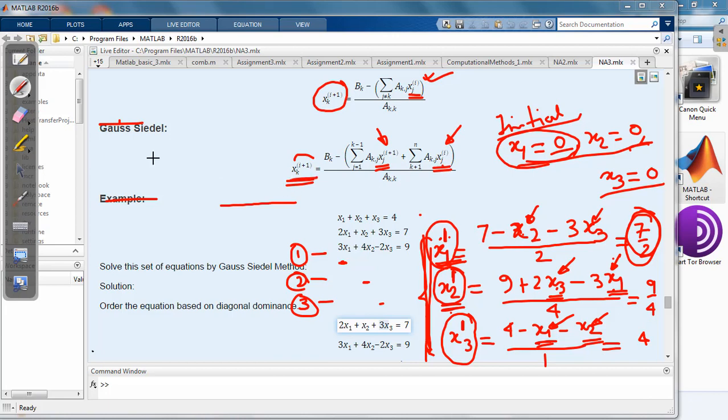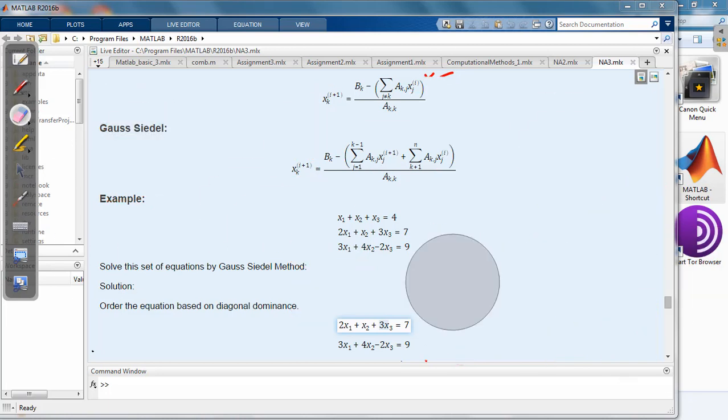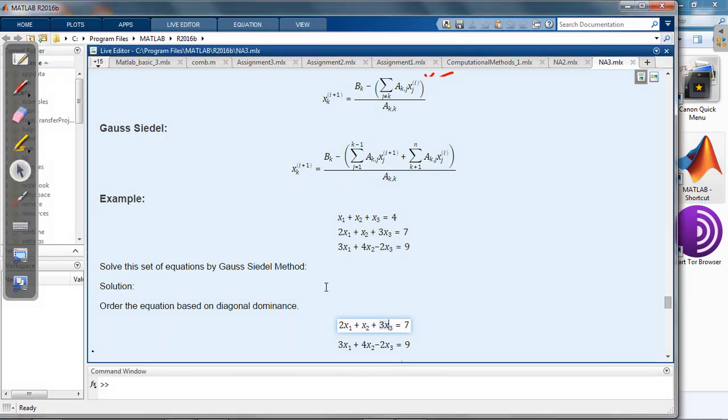So in this way the Gauss-Seidel method will converge very fast. The Gauss-Seidel method is much more useful and can very quickly get the solution. I hope the concept is clear to you. Now let us try to apply this in the algorithm.